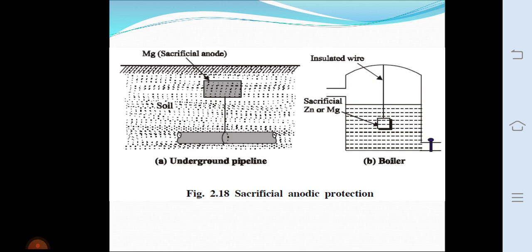This concept is the same in a boiler. So boiler is also made of iron. Here also zinc or magnesium sheets are used. So these act as sacrificial anodes. So the original metal of the boiler is prevented from corrosion.